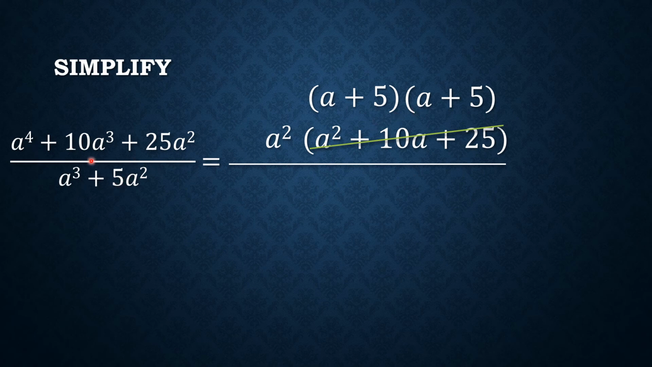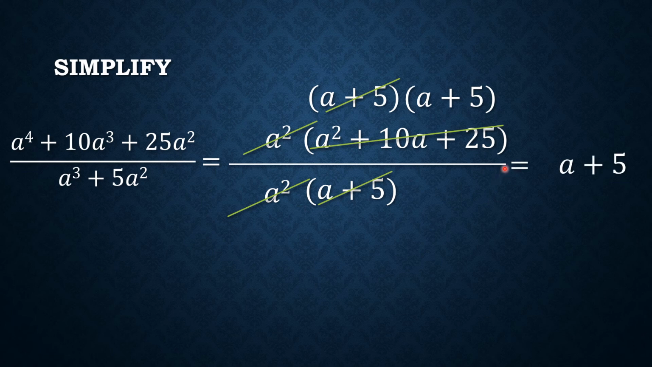Our denominator, a cubed plus 5a squared, again has a common variable a. So, kunin natin yung may pinakamababang exponent sa dalawa, which is a squared. Then, a cubed plus 5a squared divided by a squared, we get a plus 5. Next, cancel natin ang mga common factors. A squared, a plus 5, then a plus 5. And that gives us the remaining factor na a plus 5, which is the simplest form of this expression.